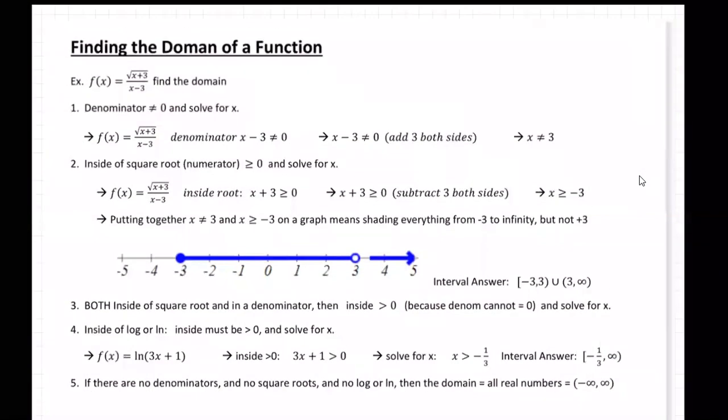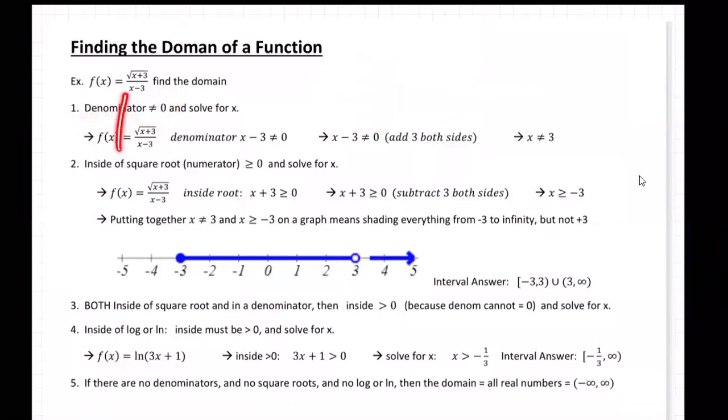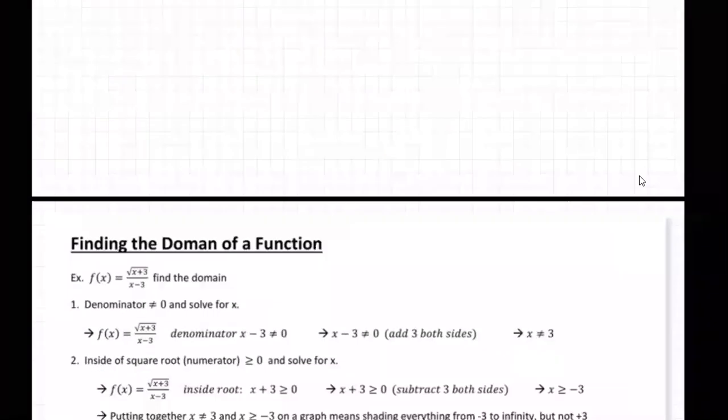So domain is allowable inputs. What are you allowed to plug in? And therefore, if you have a denominator, you're not allowed to plug anything in that makes it 0. Remember, if the denominator becomes 0, that becomes infinity. Like 3 over 0 is actually infinity, because 0 can go into 3 an infinite amount of times. That's not a number, so we don't want that. Like in this one, you can't put in 3, because 3 minus 3 would make that denominator 0, and anything divided by 0 is infinity. So denominators cannot be 0, and x cannot be 3.